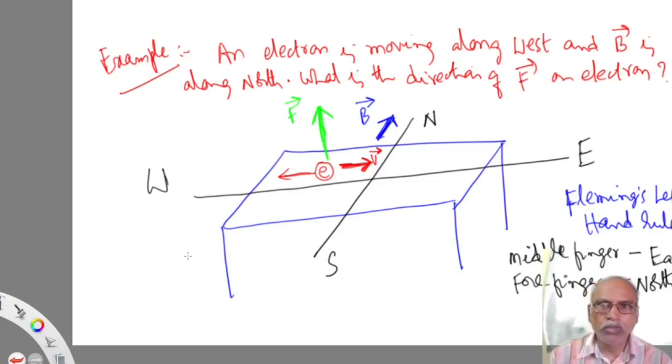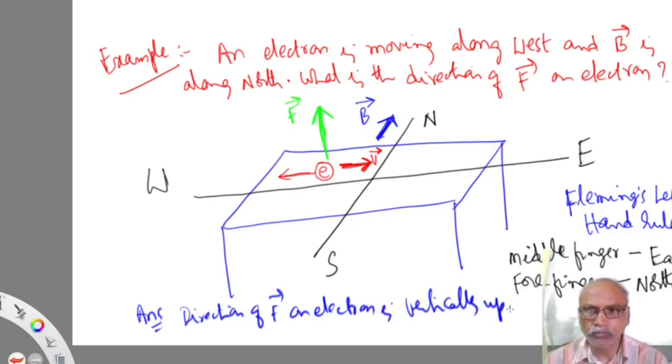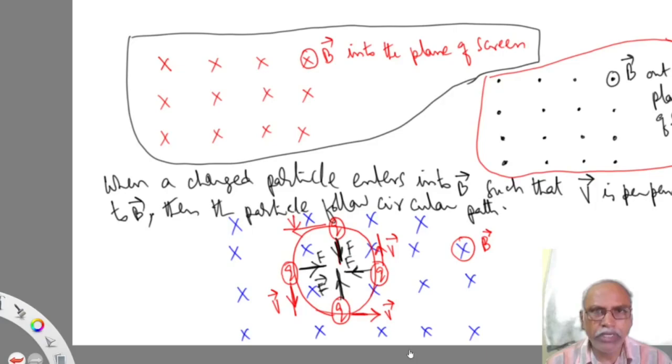Yes, sir. So what is the direction of force on the electron? Answer: direction of force on the electron is vertically upward. Right? Yes, sir.